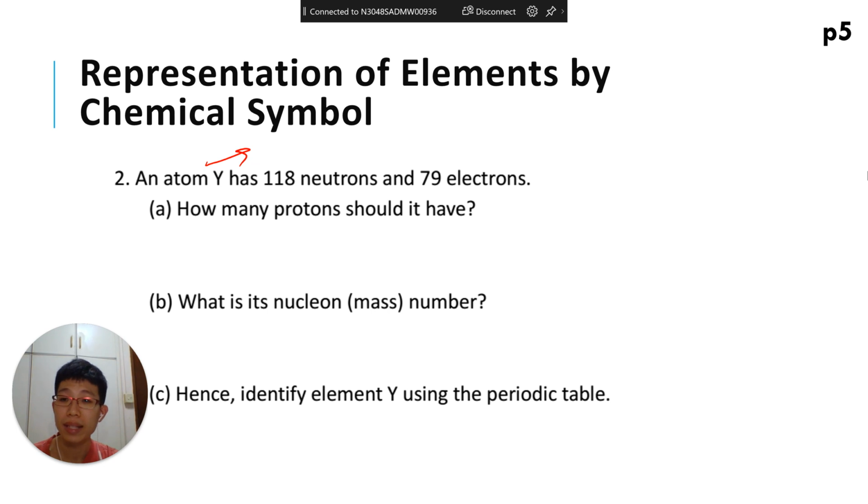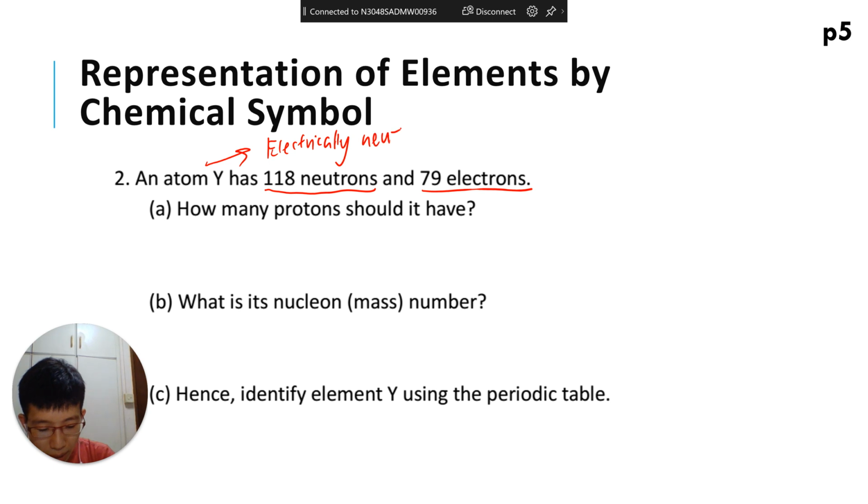So let's look at this question 2, which is where we left off. In an atom, Y has 118 neutrons and 79 electrons. So let's highlight some keywords. The word atom just means it is electrically neutral.